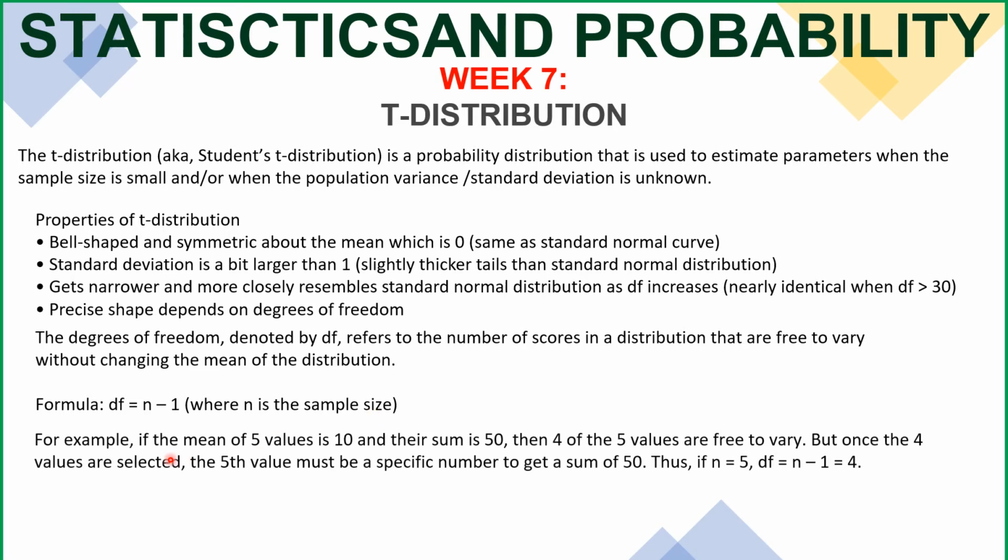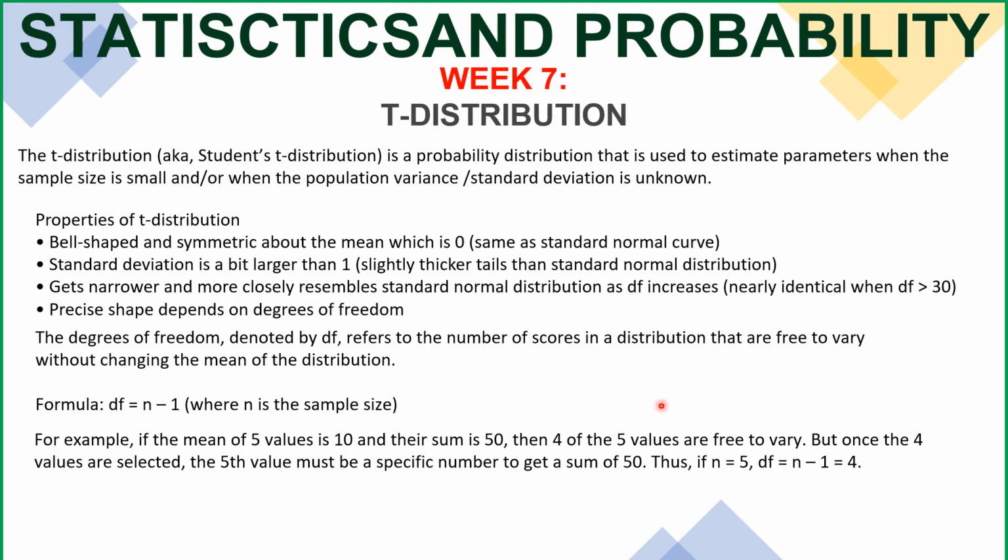So, for example, if the mean of 5 values is 10, their sum is 50, then 4 of the 5 values are free to vary. But once the 4 values are selected, the fifth value must be a specific number to get the sum of 50. Thus, if n is equal to 5, degree of freedom is n minus 1, which is 4.